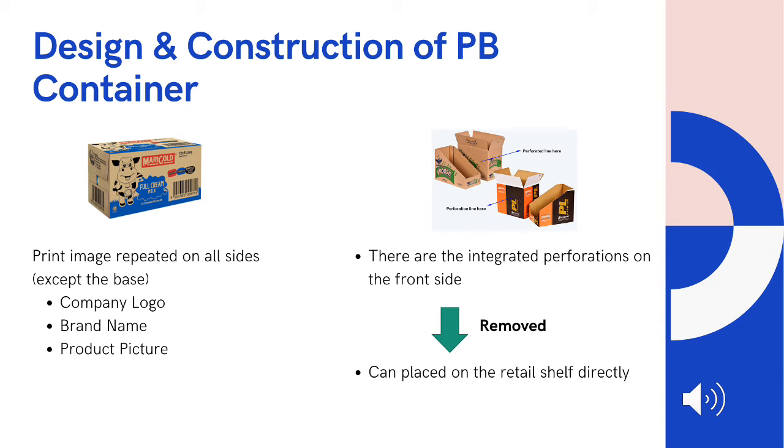There are two features for our cardboard boxes. The first one is that there will be a print image repeated on all sides except the base. Companies can put their logo, their brand name, even their product pictures on our secondary packaging design, the cardboard boxes. The second feature is that there will be integrated perforation on the front sides, which, after they have been removed, the cardboard boxes can be placed on the retail shelf directly.